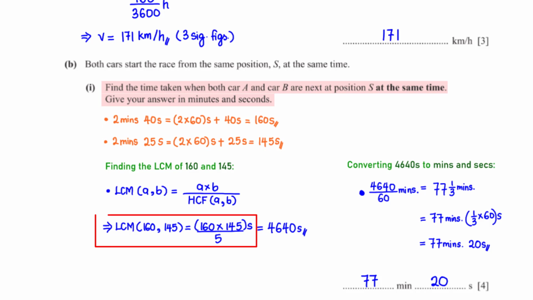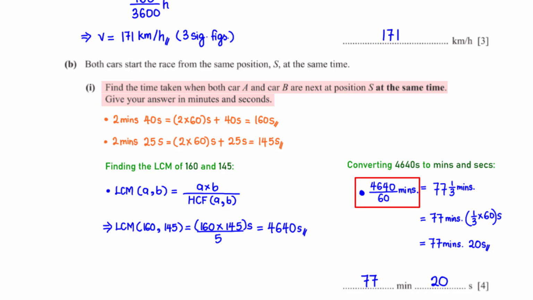One of the ways to get the LCM is to multiply 160 and 145 and divide by the HCF of 160 and 145, which is 5. And so it takes 4,640 seconds for both cars to arrive at their initial starting point. To convert this value to minutes, we divide by 60, which gives us 77 1/3 minutes. To convert 1/3 minutes to seconds, we multiply by 60. 1/3 times 60 is 20. And so our final answer is 77 minutes, 20 seconds.